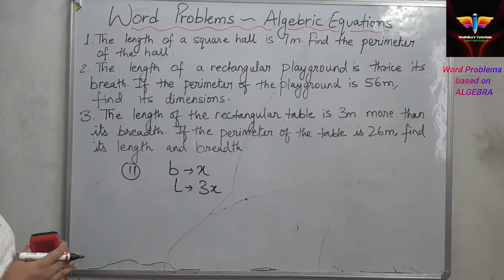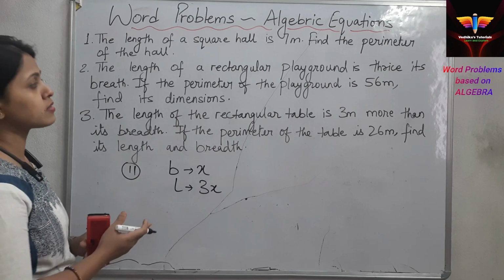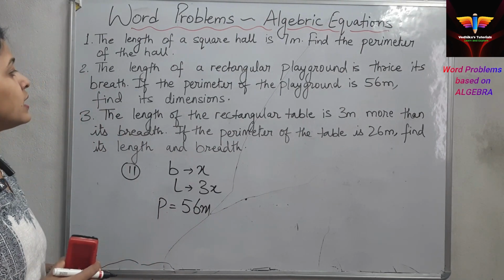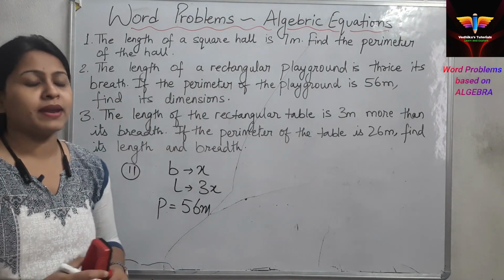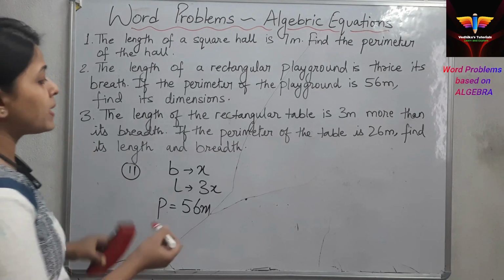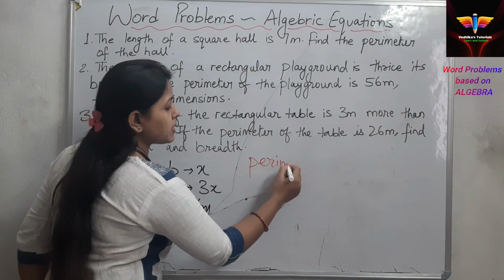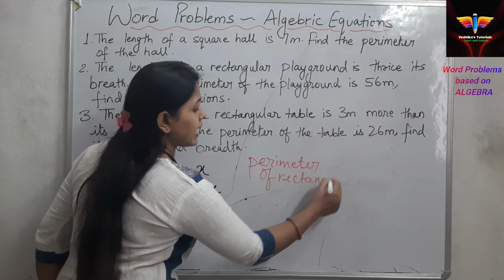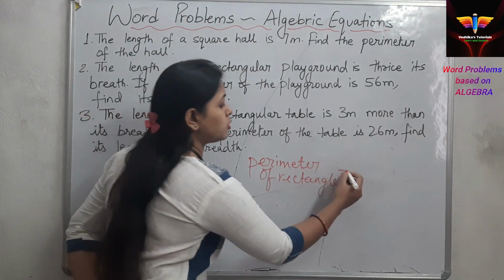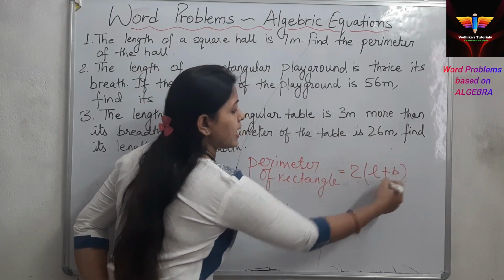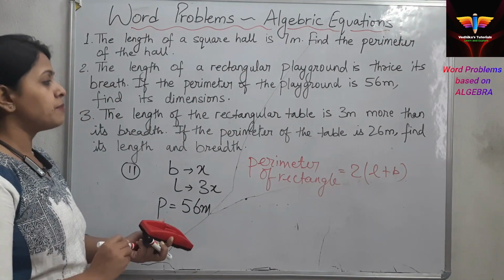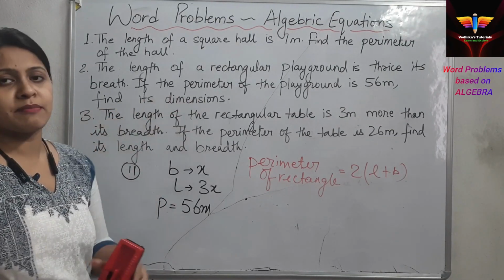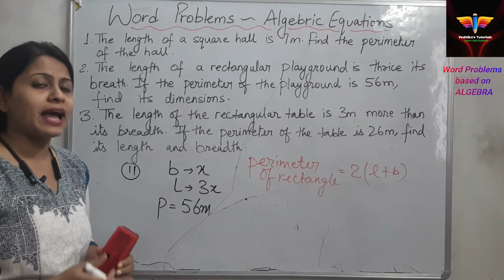Now see what the question says. If the perimeter is 56 meters. So what is the perimeter? The perimeter is given, which is equal to 56 meter. Now see, it is talking about the rectangular playground. So the perimeter of a rectangle is equal to what? The perimeter of a square is equal to 4a, but now it is talking about the perimeter of a rectangle. So the perimeter of a rectangle is equal to 2 into (length plus breadth). Here we need to find both length and breadth, that is, its dimensions.